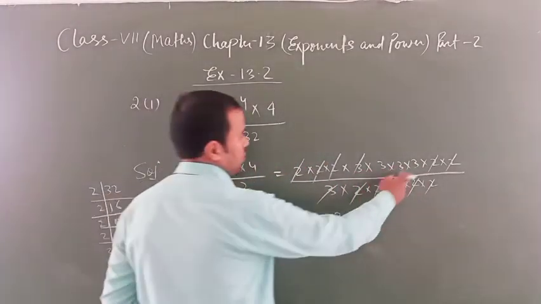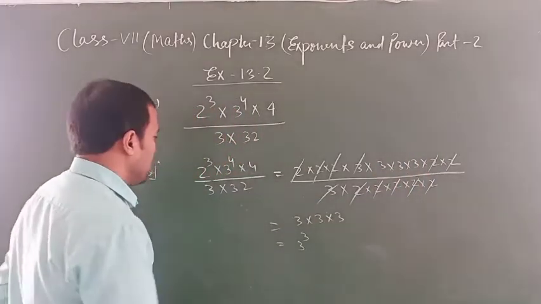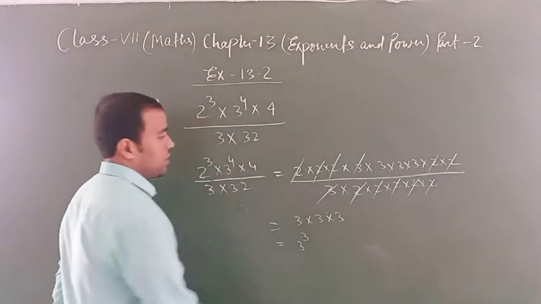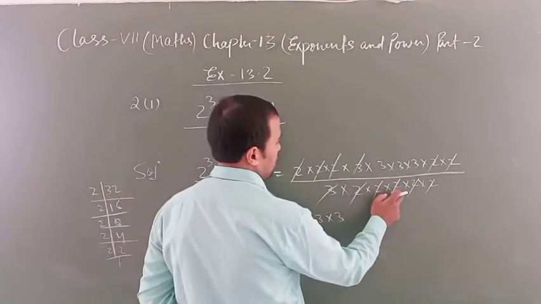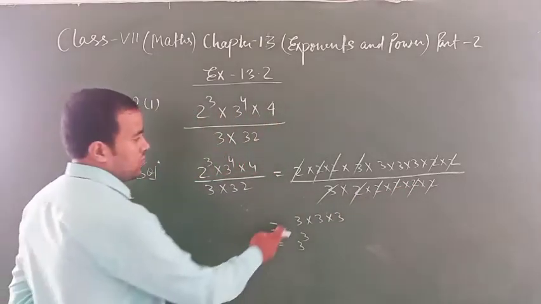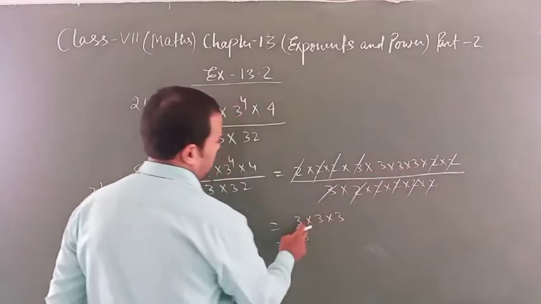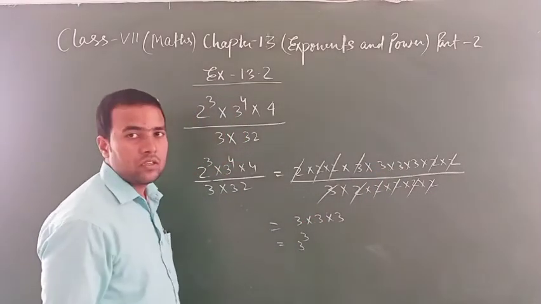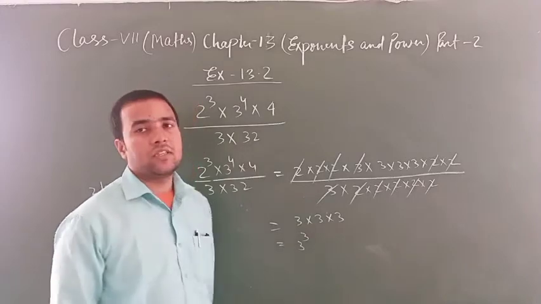4 means 2 multiplied by 2. 2 into 2 is 4, 4 into 2 is 8, 8 into 2 is 16, 16 into 2 is 32. Clear? Now 3: 1, 2, 3. 3 into 3 into 3 means 3 power 3.